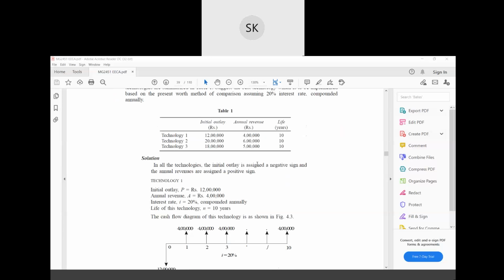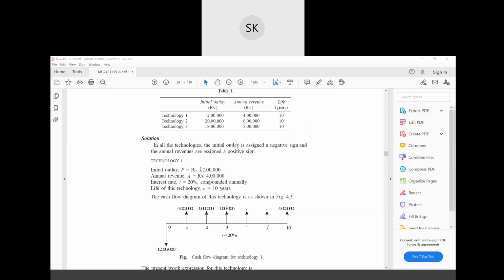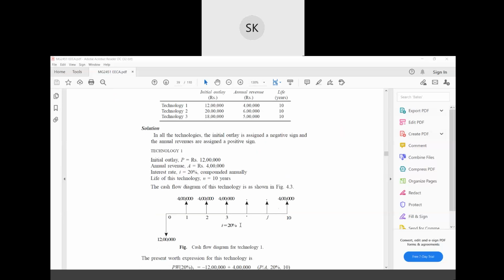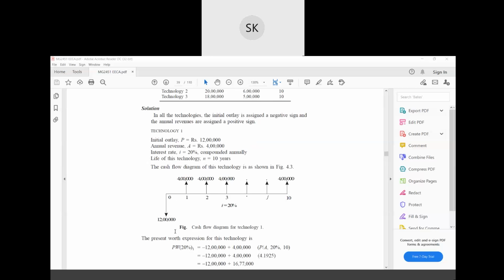So i is 20%. Just write all the givens. The initial outlay for technology 1 is 12 lakh, annual revenue is 4 lakh, interest rate is 20%, and life of this technology is 10 years. So this is the cash flow diagram based on revenue. All the revenues are put upwards. n will be 10, since the life is given to you, and again this is 4 lakh, and this P, that is the investment, is downwards, so it is 12 lakh downwards.